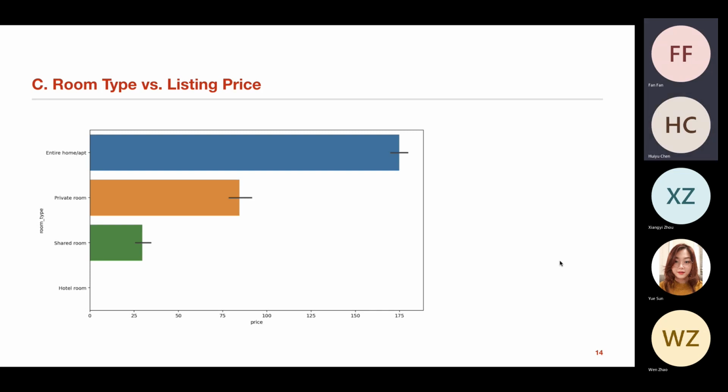For the listing price, the mean price for entire home apartment is around $175, and for private room is around $85, while the shared room is only $30 per night. This price is much more affordable compared with the hotel price.